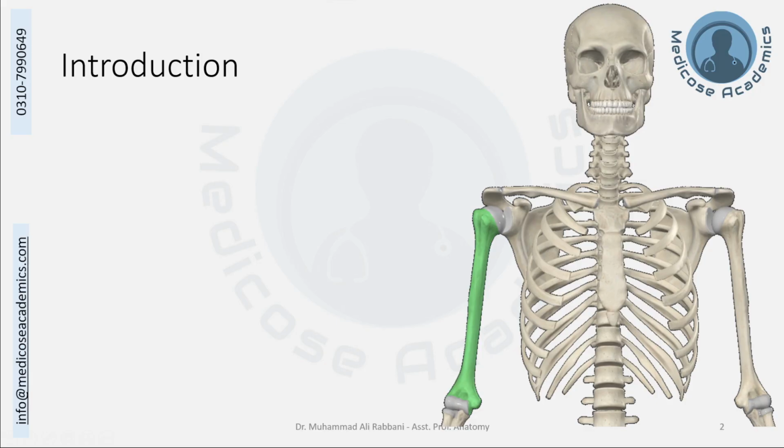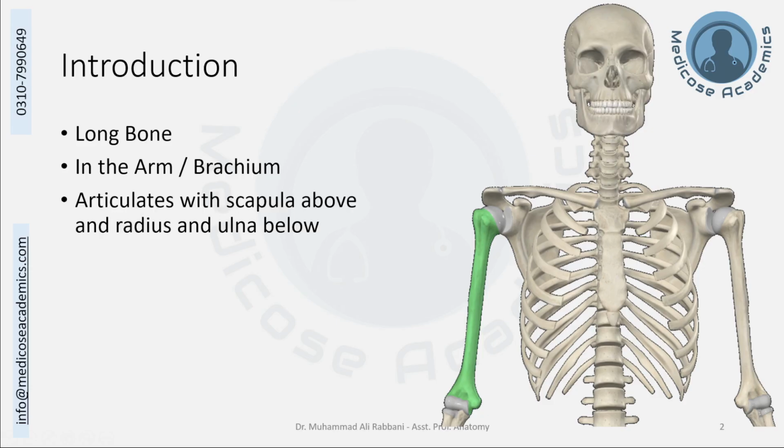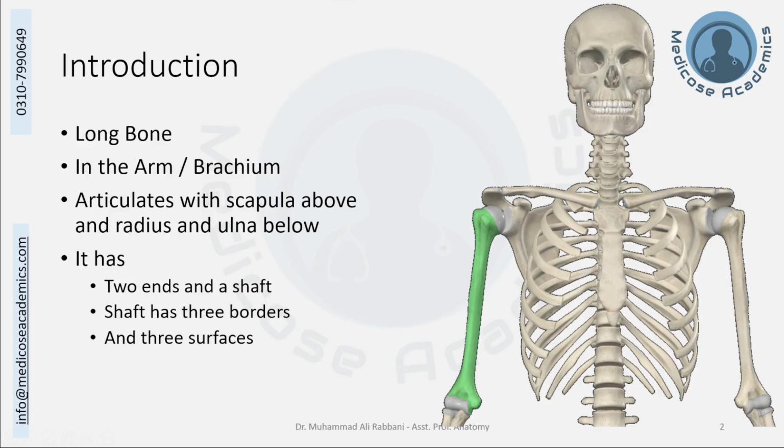So, humerus. This is the long bone that is present in the arm. The arm in medical terminology, arm or brachium, is the part from shoulder joint to elbow joint. This articulates with the scapula above and radius and ulna below, at the shoulder and elbow joints respectively. It consists of two ends and a shaft, and the shaft has further three borders and three surfaces.